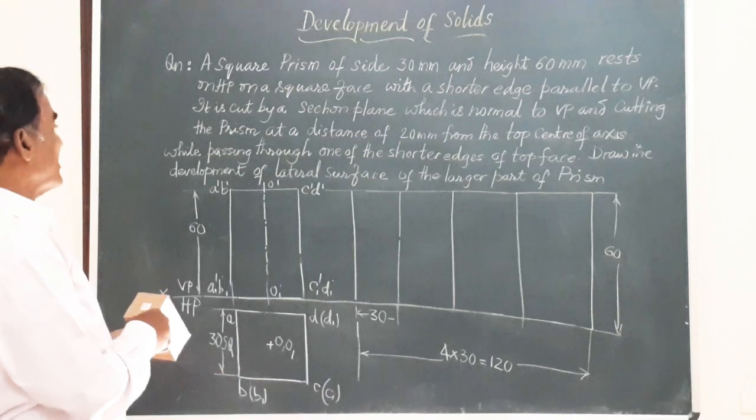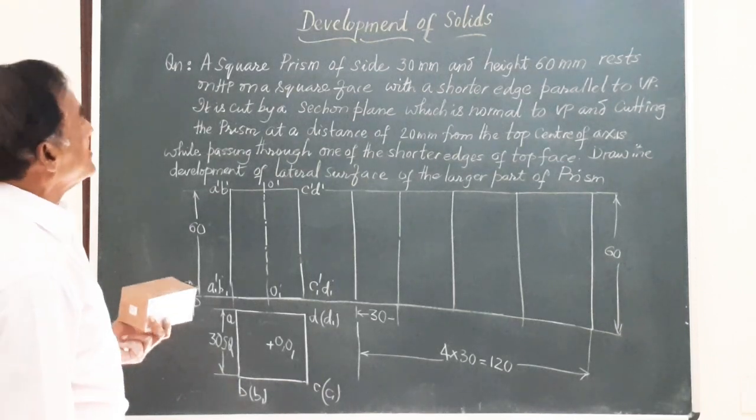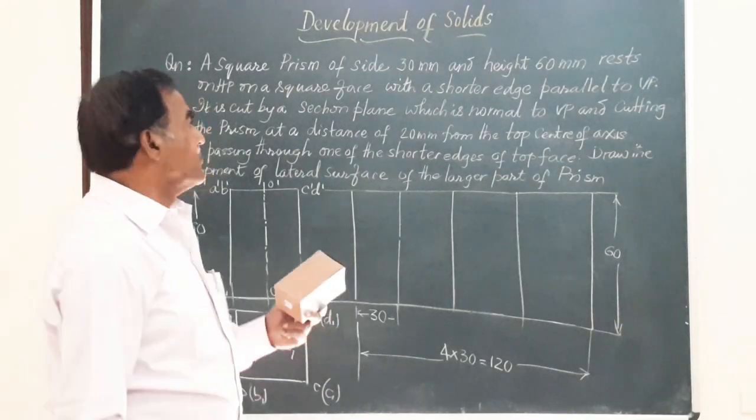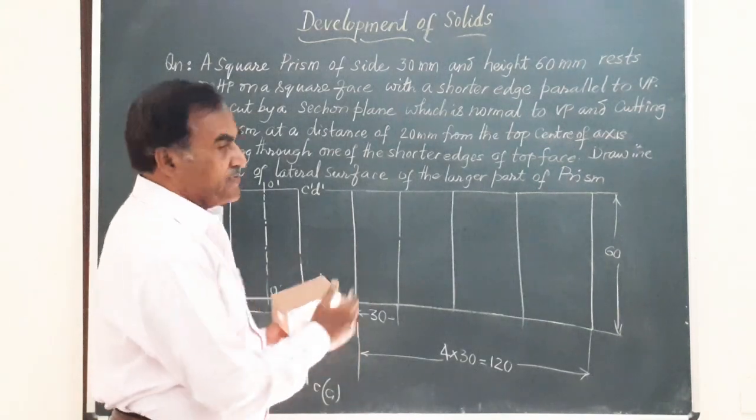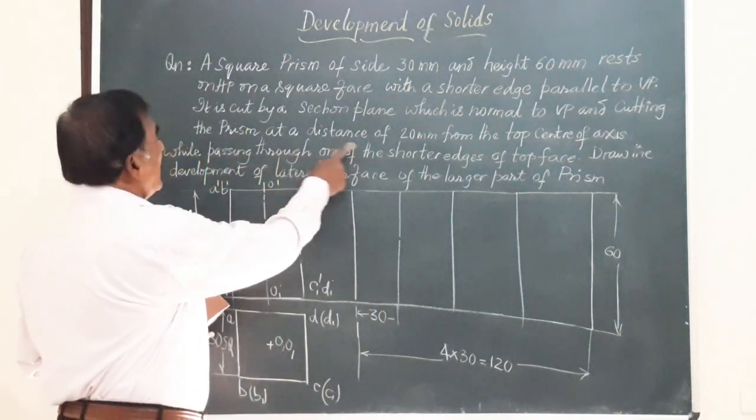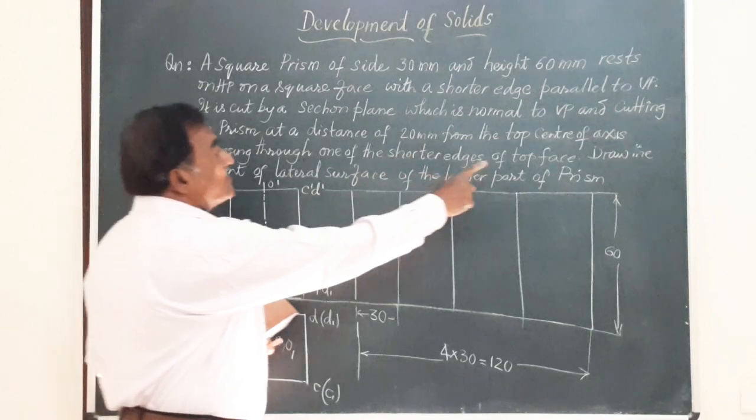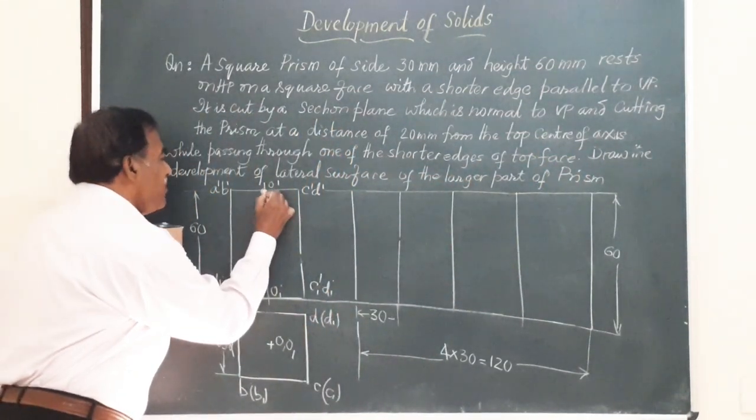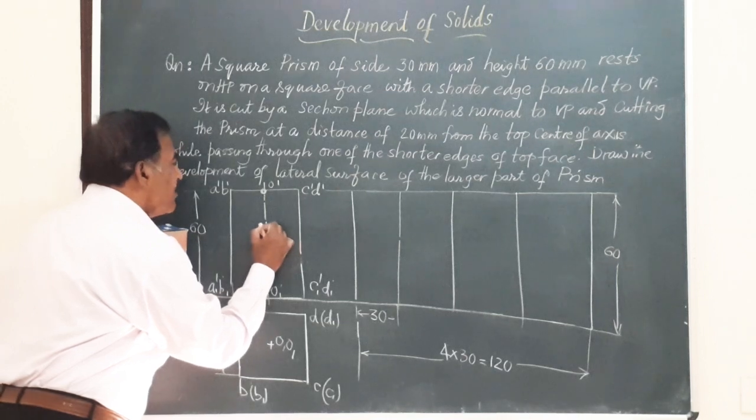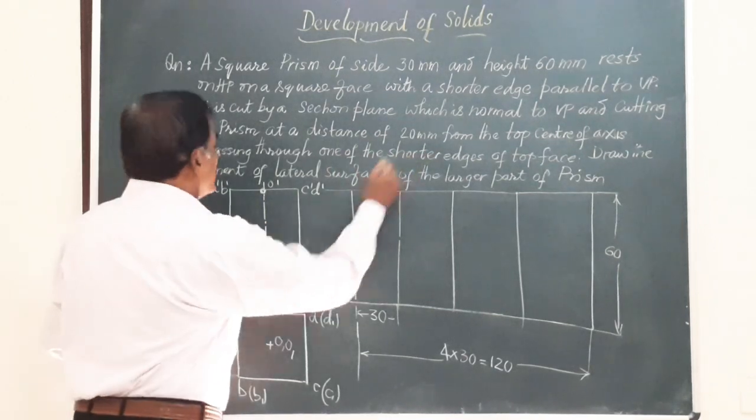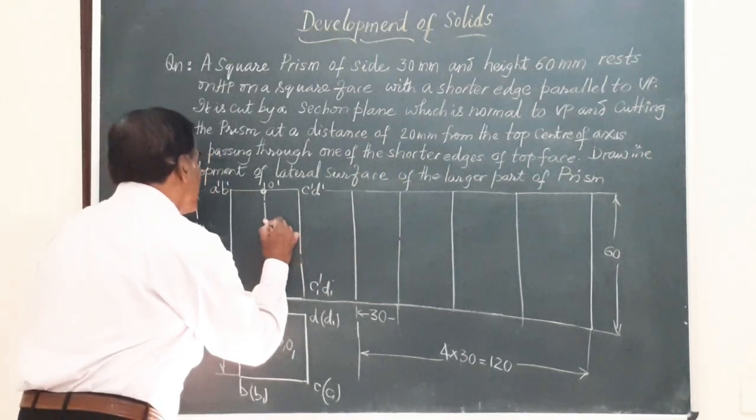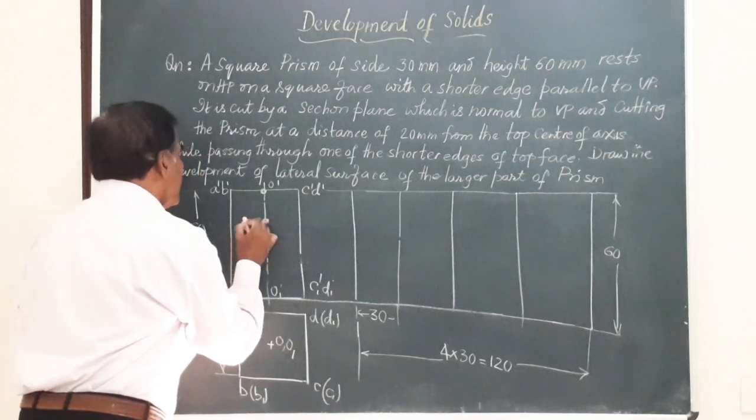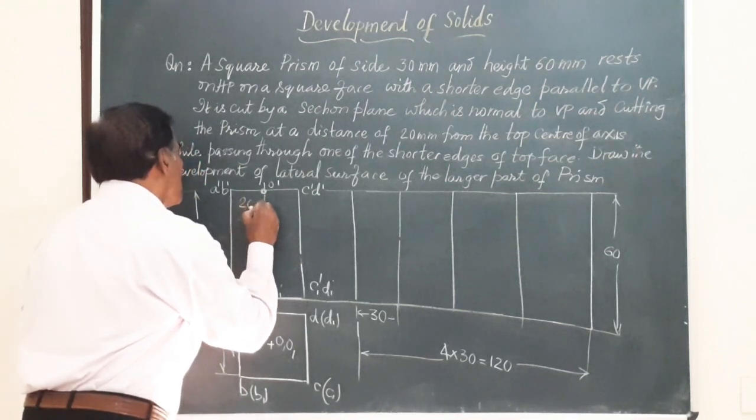And let us come to the section plane now. It is cut by a section plane which is normal to VP, meaning perpendicular to VP, and cutting the prism at a distance of 20 mm from the top center of the axis. So the top center of the axis is O. From there mark a distance of how much? 20 mm. Say this is 20 mm. So I'll just mark it as 20 mm and we have to mark the section plane.